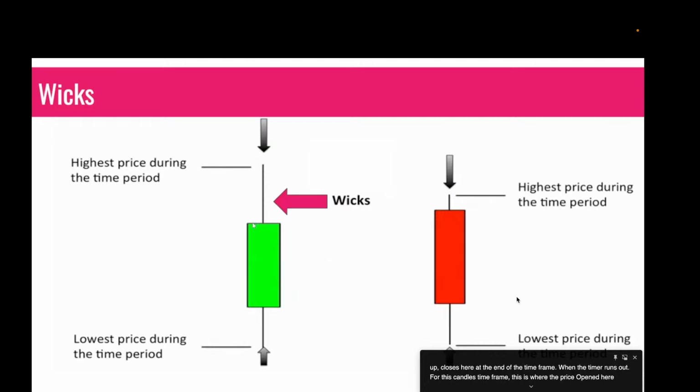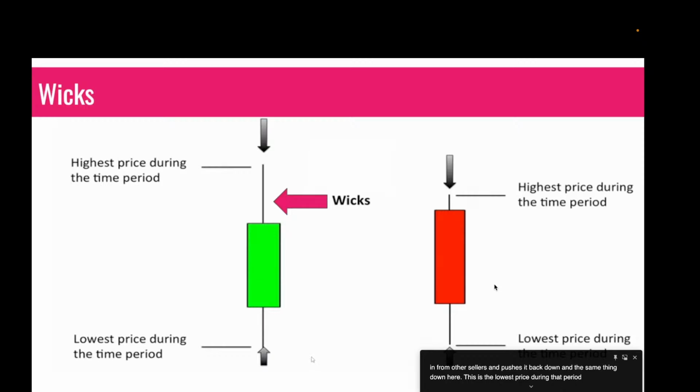Opened here, closed here, tested all of these different price areas that it wicked to up here and wicked to down here, but it did not open at those areas and it did not close at those areas. That just means this is the highest price during the period of time where the market had pushed that price to, but it did not actually close at that area. Pressure came in from other sellers and pushed it back down. And the same thing down here. This is the lowest price during that period of time where pressure was being applied to push the price back up.